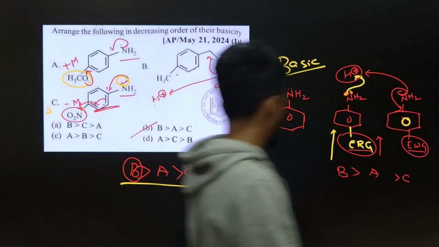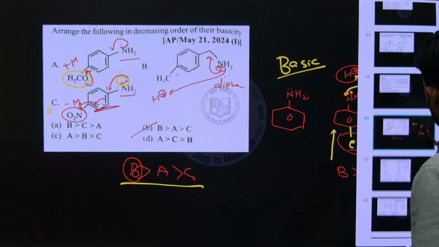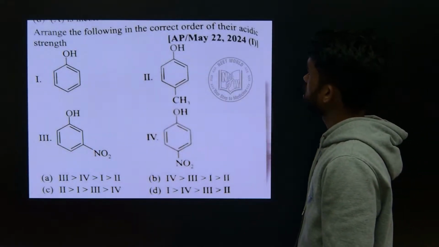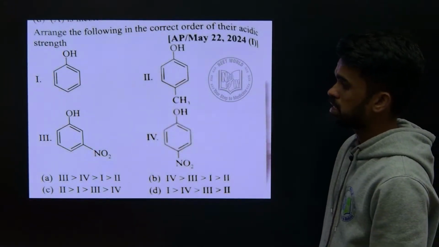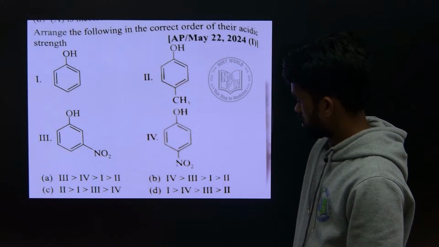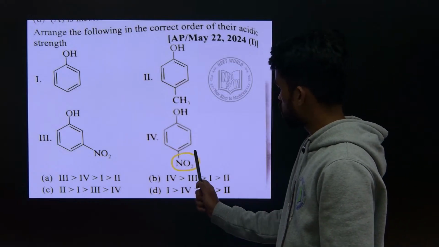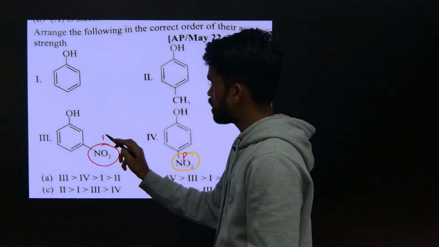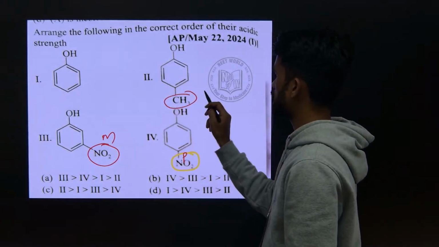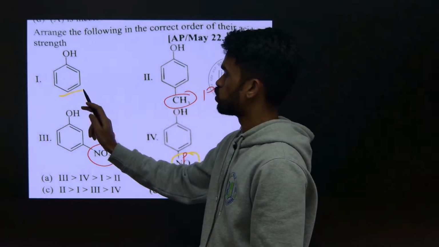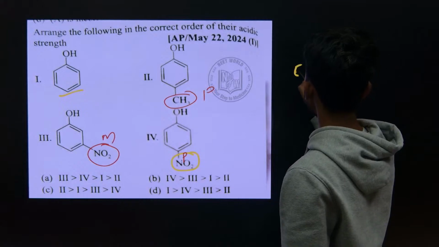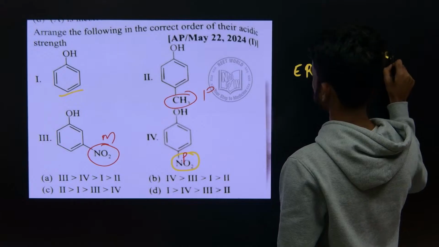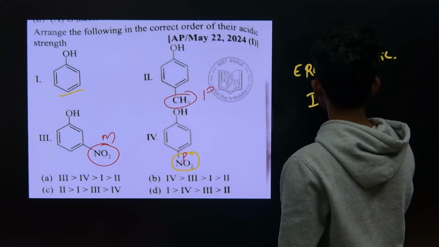Okay, next. So can you answer me this question? Acidic nature of phenols. So very easy, we already discussed this. See, nitro group is withdrawing group at para position, this is withdrawing group at meta position, this is releasing group at para position, and there is no such group. We know electron releasing groups decrease acidic nature, so it means 2 will be least acidic.